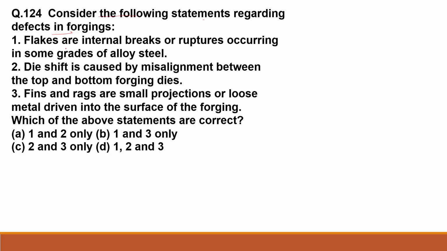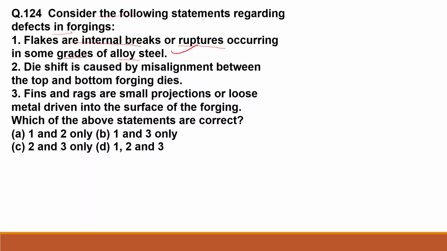I will tell here which statements are correct for the forging process. Flakes are internal breaks or ruptures occurring in some grades of alloy steel. Absolutely this point will be right, because in the forging process flakes may occur as internal breaks.